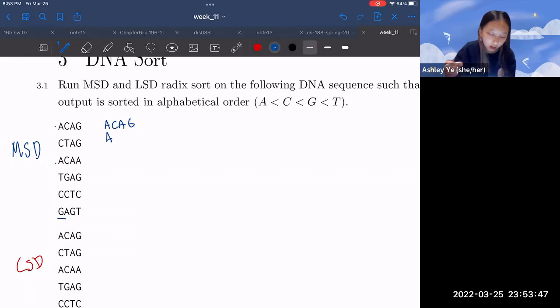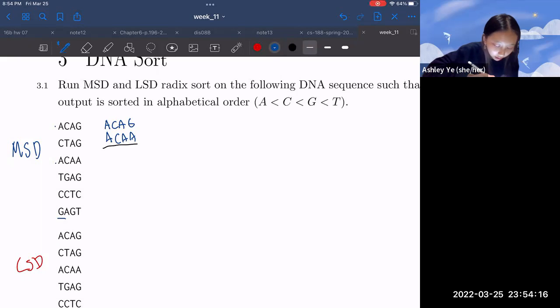If you find 2 digits of the same value, you want to tie break by having them stay in the same order as the previous list. For example, ACAG was ahead of ACAA in the list we're given, so we want to keep it still ahead of ACAA in the next iteration. So that's all the A's, and I'm going to draw a line to signify that we're done looking at all the A's.